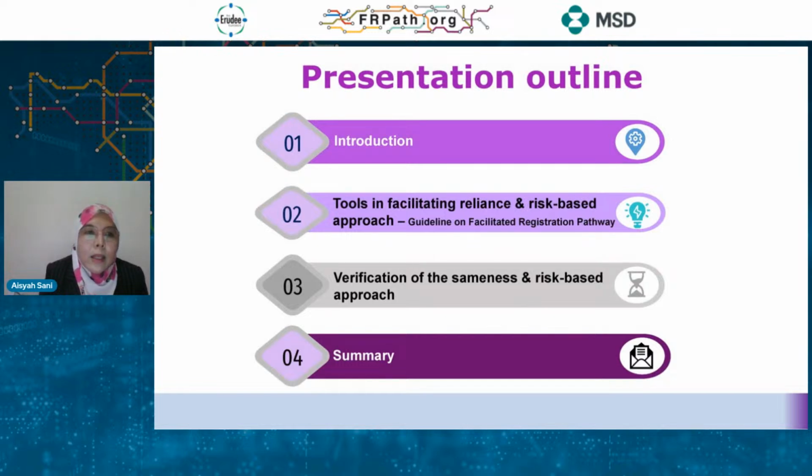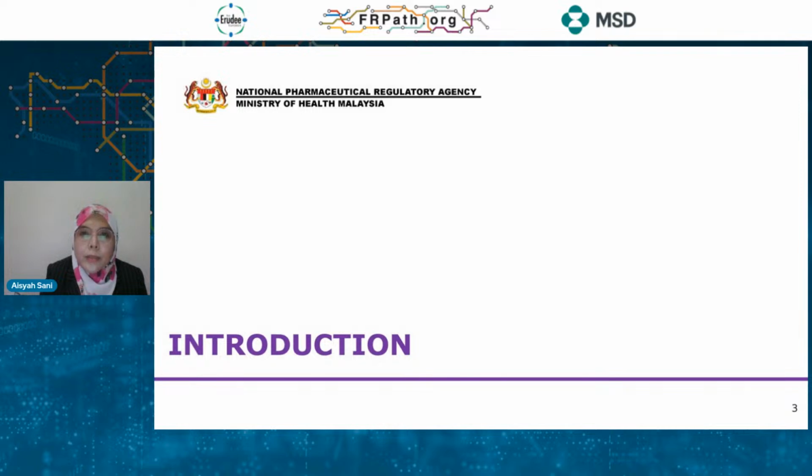Within 15 minutes, I will briefly start with an introduction about NPRA, followed by tools in facilitating reliance and risk-based approach, which focus on the FRP guideline: what is the scope, the eligibility criteria, the requirements, etc. Before we move into the practical considerations to verify sameness and the use of a risk-based approach in the assessment, focusing on the differences and what is locally critical. Last, I will summarize my overall presentation.